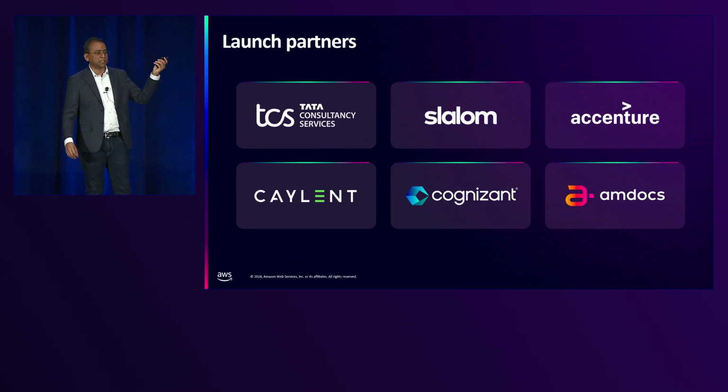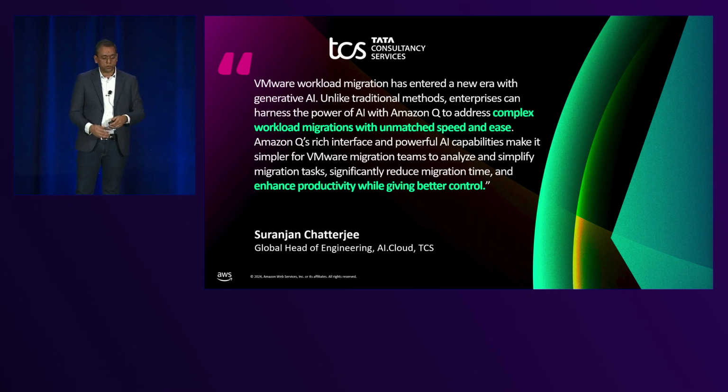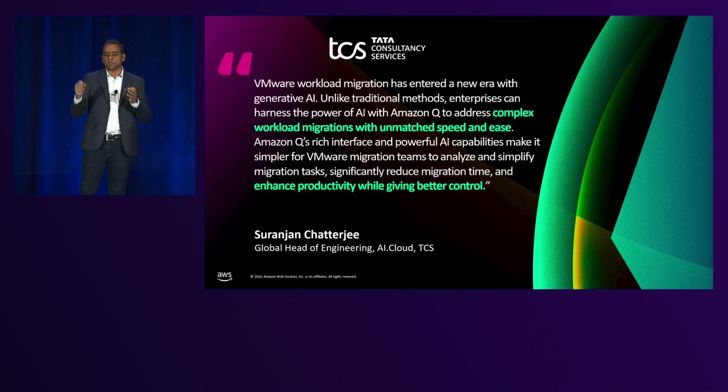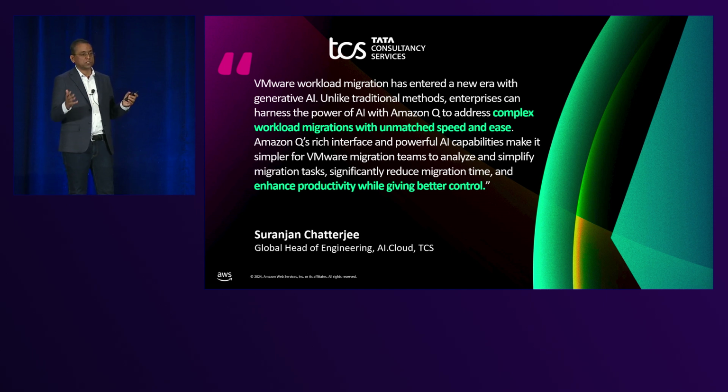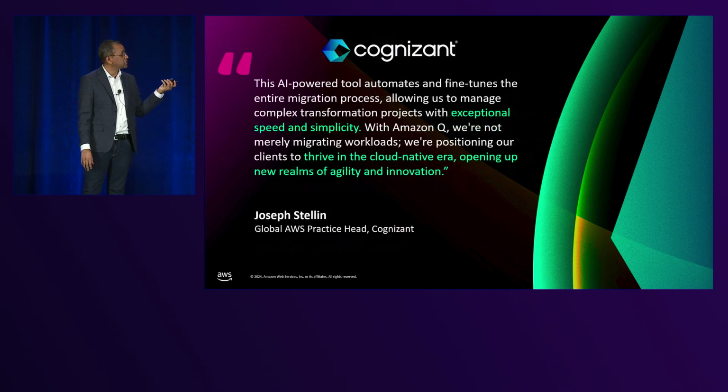And I really appreciate the partnership that these companies have with us, and some of them have also shared feedback, where Suranjan Chatterjee thought that VMware workload migration is now in a different era with generative AI, in terms of the complexity which it had, how it simplifies, and now you are able to do all of this migration at an unmatched pace, and also the ease of migration that TCS has seen. And I think the significant value that they saw is the human oversight that we are providing while balancing the automation and that responsible AI tenet. So that's what TCS really liked.